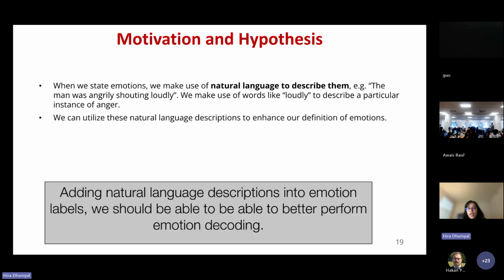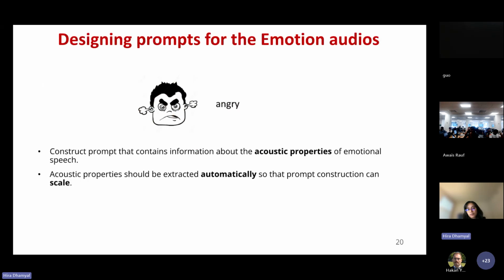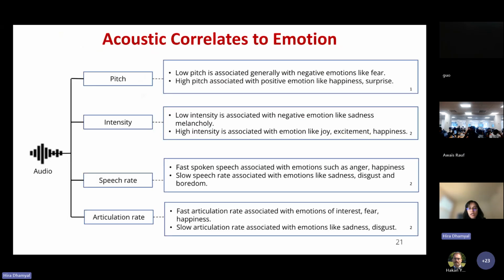And the idea in my work here is, can we add natural language descriptions into emotion labels in order to perform better emotion decoding? Can we enable our neural models to learn from these natural language descriptors? So our aim here is to create prompts that include automatically extracted acoustic features of emotional speech, enabling automatic large-scale prompt construction. So that is the goal that we set off with.